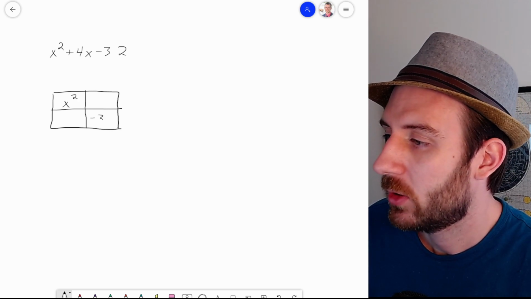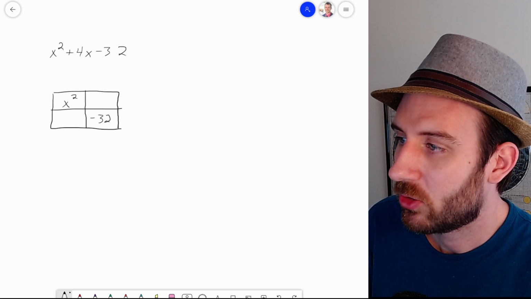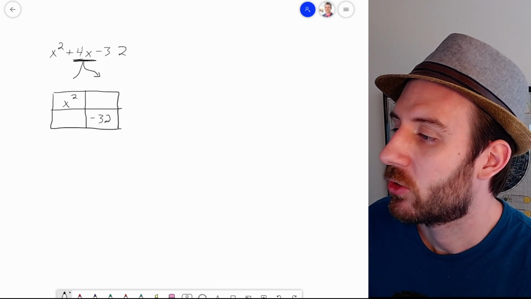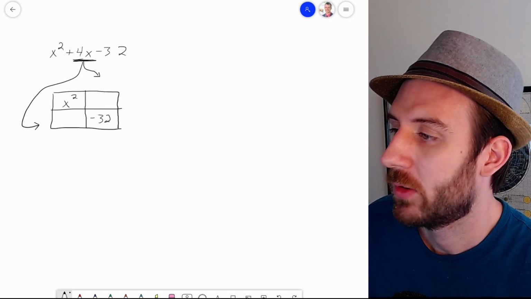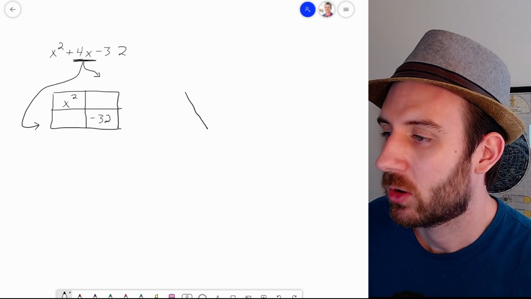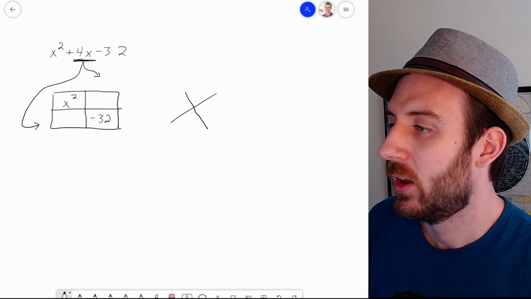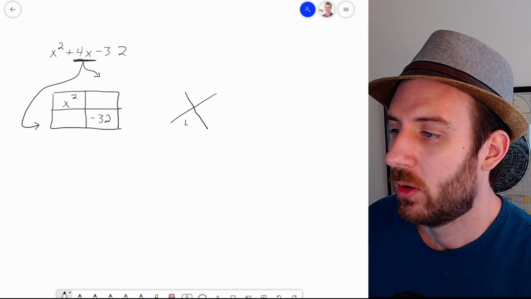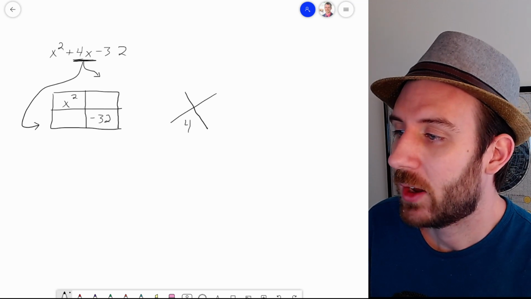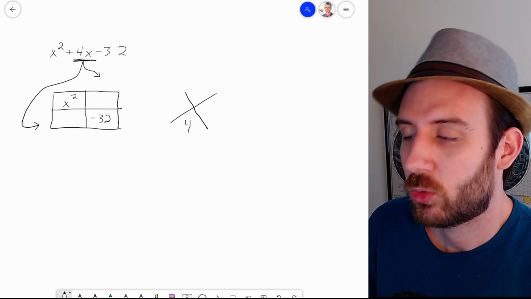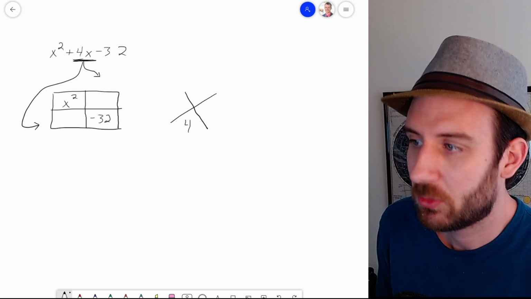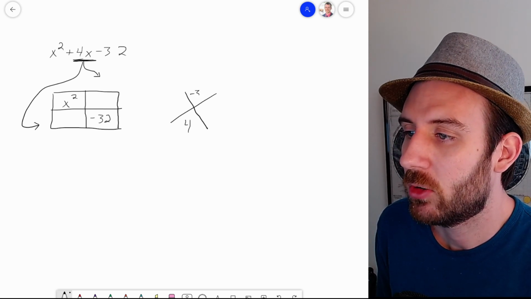negative 32 would always go here, and I'm looking for a way to separate my 4x so that part of it is in the top box and part of it is in that bottom box. So how can I organize my thoughts? I'll draw a nice little x here and say that I'm looking for numbers that add up to this 4x and that are going to multiply to the same pattern as x squared times negative 32. But I guess I can ignore the x squared, so that's just going to be 1 times negative 32. That would be negative 32.